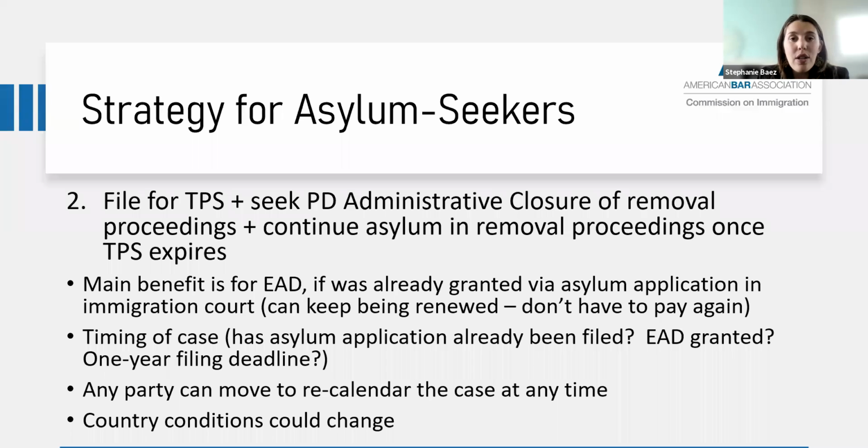So let's say an asylum application has been filed, EAD was granted, and it's been pending before the immigration court for quite some time. Then you might decide to hit pause on it, file for TPS, get the TPS benefits, and keep the employment authorization benefits through the pending asylum case, and then reopen the case if TPS expires in the future.